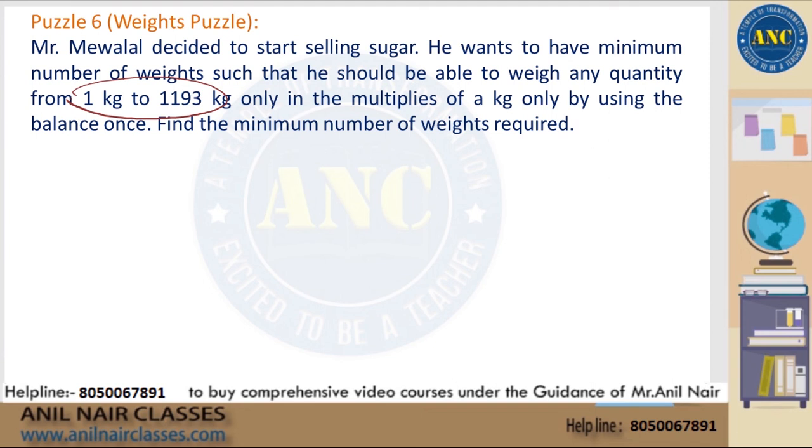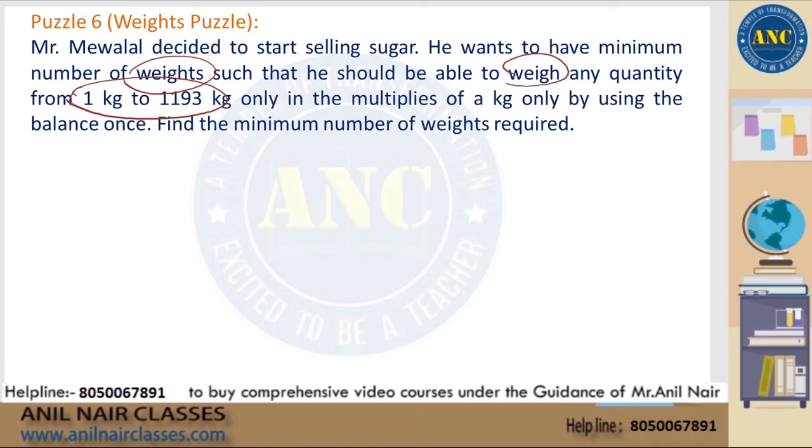Now, what is he saying? Mr. Mewalal decided to start selling sugar. He wants to have the minimum number of weights. That means he doesn't want too many weights available in his office. He wants the minimum number of weights such that he should be able to weigh any quantity from 1 kg to 1193 kg, only in the multiples of kg, only by using the balance once. Okay, so what does that mean?